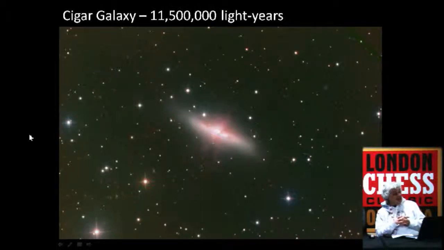So we're now 11 million light years away. This is another galaxy. It's called the Cigar Galaxy because of its shape. It's classified as an irregular galaxy. Galaxies tend to fall into three main categories: spiral galaxies, like the Andromeda Galaxy we just saw, and the Milky Way is another spiral galaxy; spherical galaxies, which are just like big balls; and irregular galaxies, which have no particular structure.